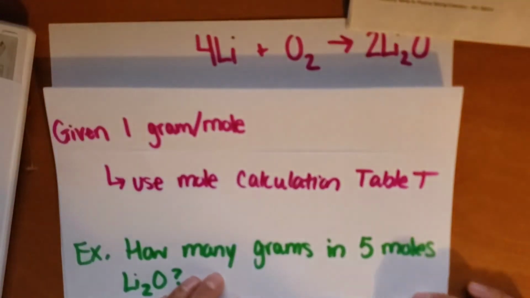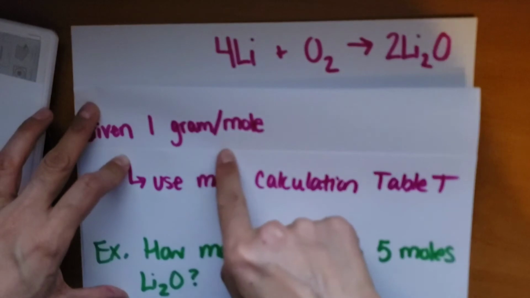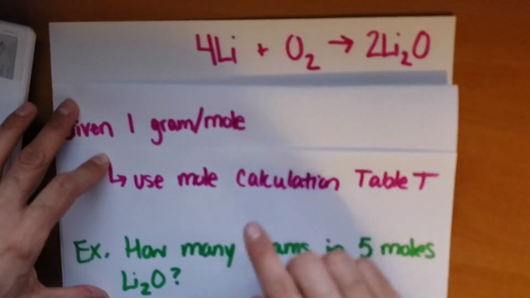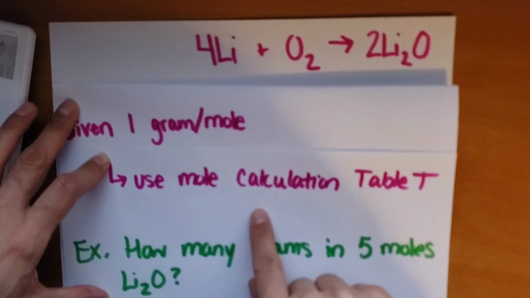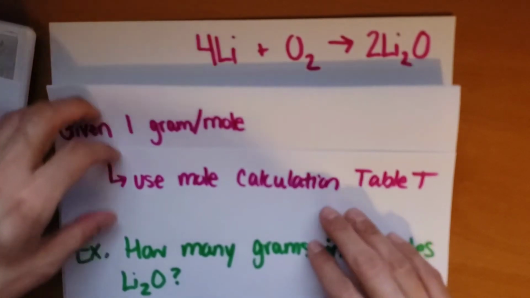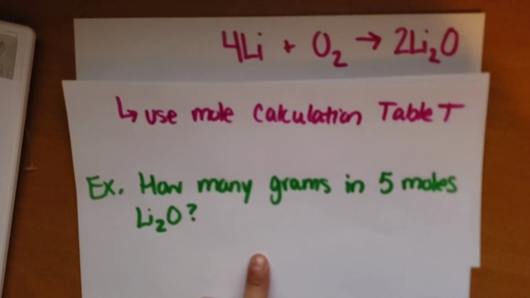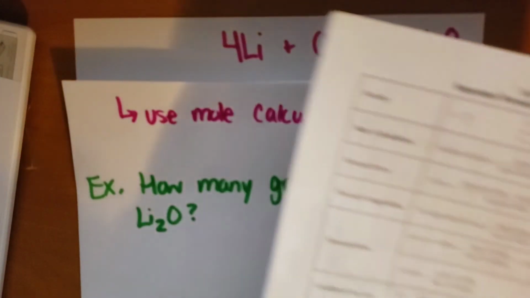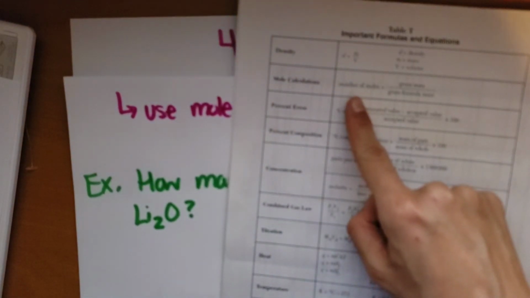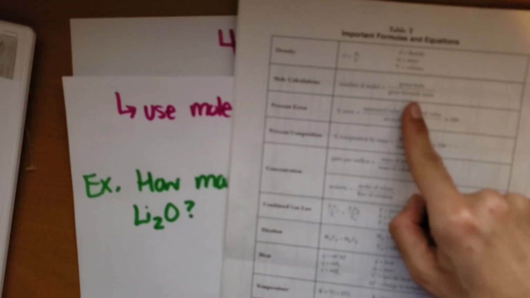The next kind of question we can be given is seen here, where we're given 1 gram or 1 mole in the equation. Here we're going to have to use the mole calculation equation from reference table T. Let's look at an example. In this example, we're asked to find how many grams are in 5 moles of lithium oxide. On the back of your reference table T, you can see the equation for mole calculations. The number of moles is equal to the given mass divided by the gram formula mass.